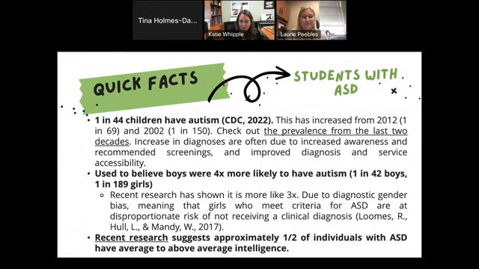Another interesting fact, there's some recent research suggesting that approximately half of individuals with autism have average to above average intelligence. So do not think just because a student has autism that they're going to have some type of intellectual disability. There's a huge percentage of individuals with autism who not only have that average intelligence, but are extremely gifted and what we would call twice exceptional. And we've served students in our clinic who are twice exceptional. They have autism, but they are also in the gifted programs at school.